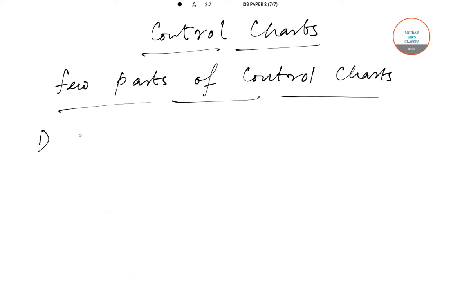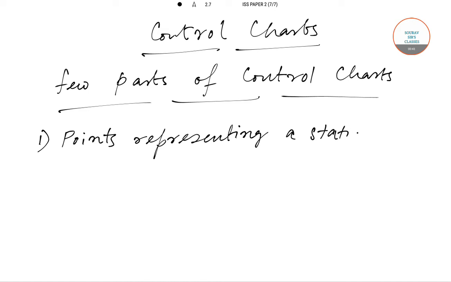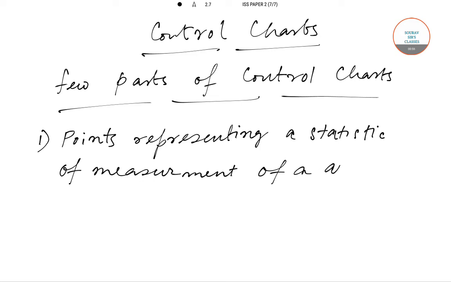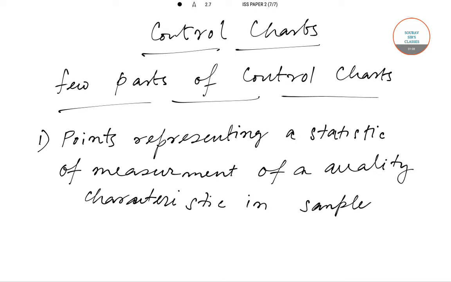Points representing a statistic, that is like mean, range, proportion, etc., of measurements of a quality characteristic in the sample taken from the process at different times.